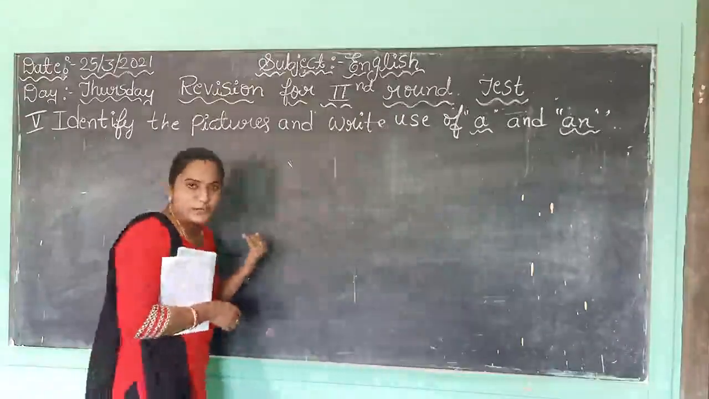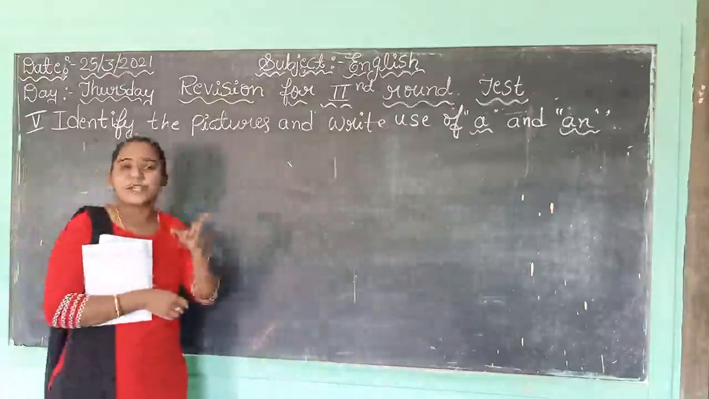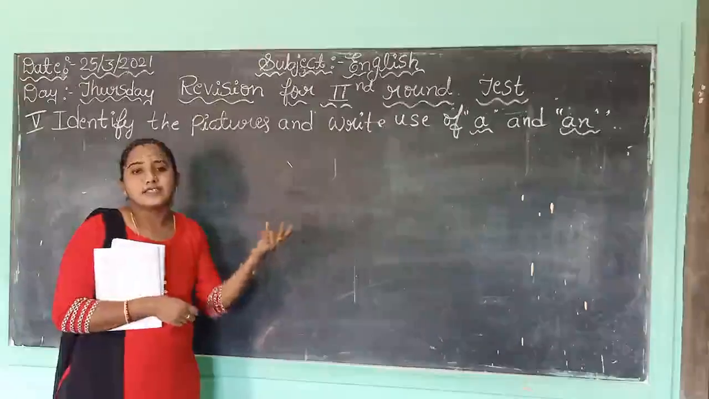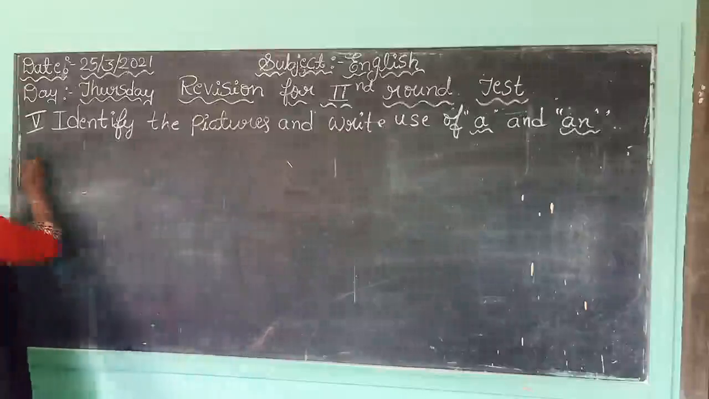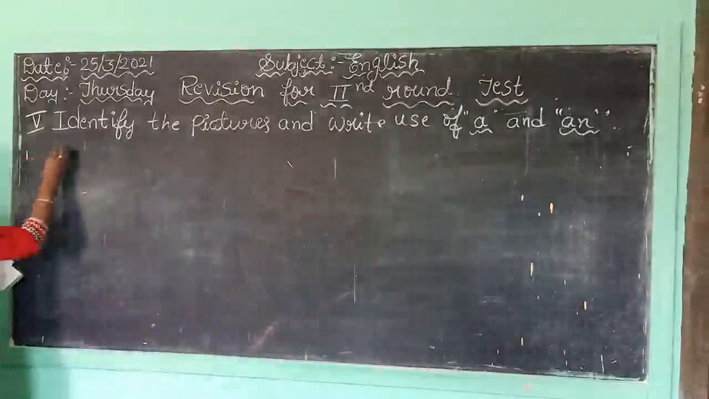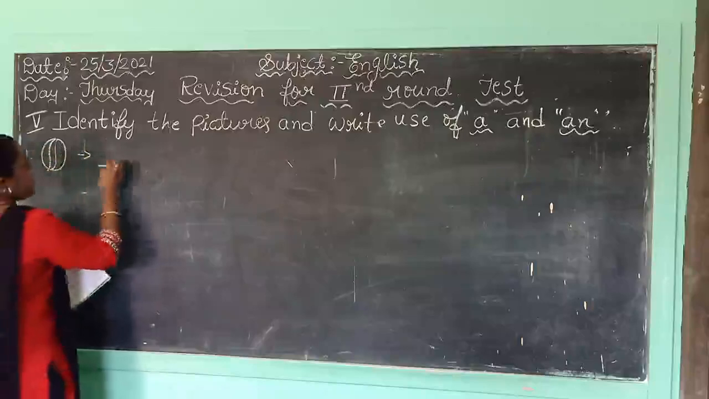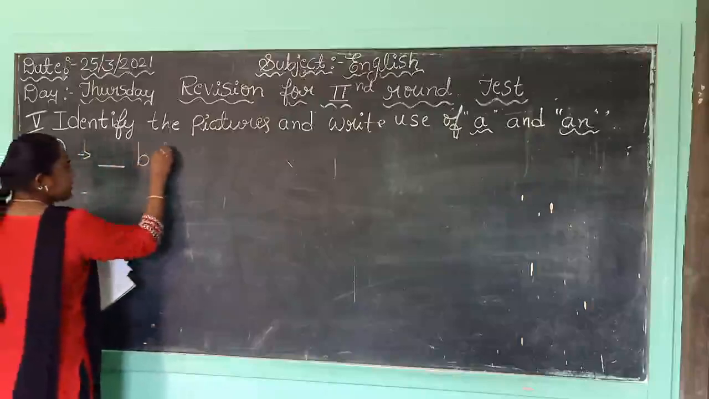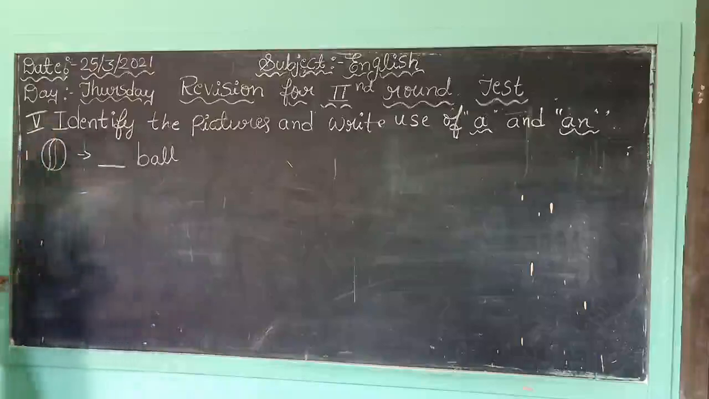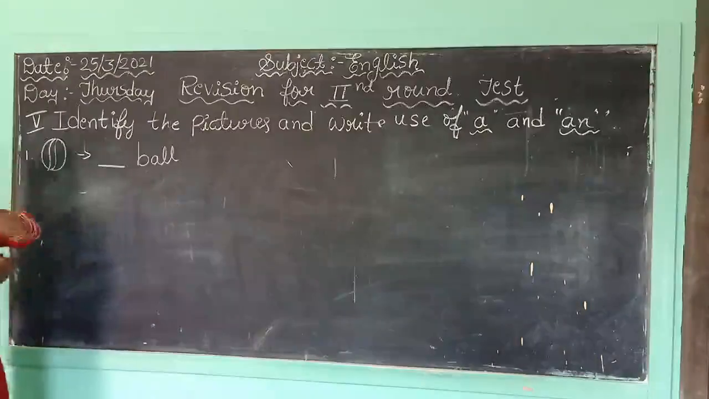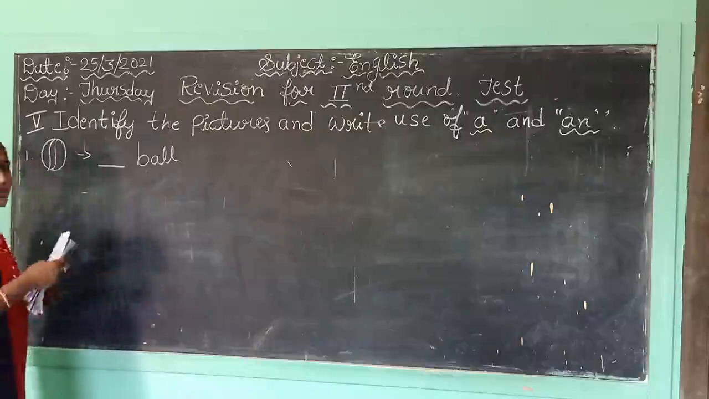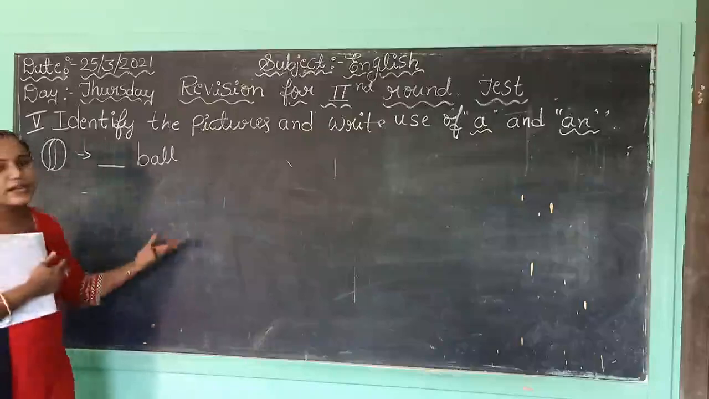Now let us see more examples of this, children. You must first identify the pictures and write the articles, the correct articles. So first one, children, what is this, children? I give it like this in the test also. I give a small dash for the article. So I have to write the article, children, which one is coming here, "a" or "an". So first you write all the dashes, then you fill in the "a" and "an" articles, children.